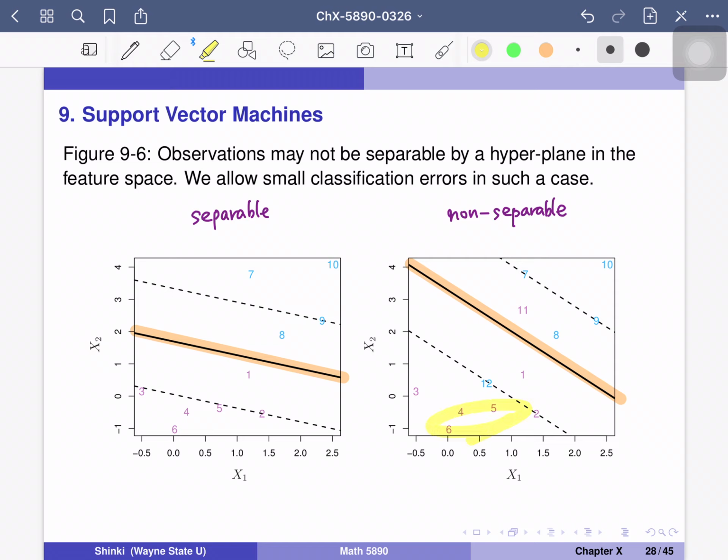So this is the purple side and this is the blue side, but this one is an error, and this one is also an error. So if it's not separable, the support vector machine allows a certain percentage of errors. In that way, it can work for any data set for binary classification.